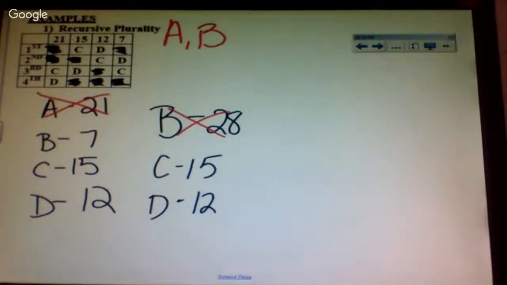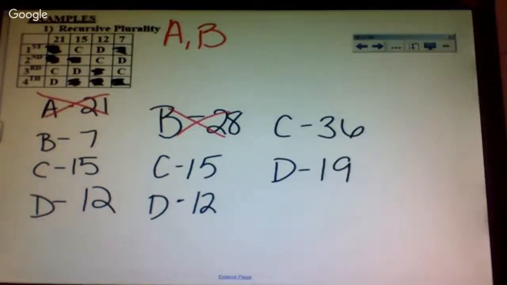One more time. C has how many first place votes now that A and B are out? 36. And D has 19. So who wins out of these two? C, and D is last.